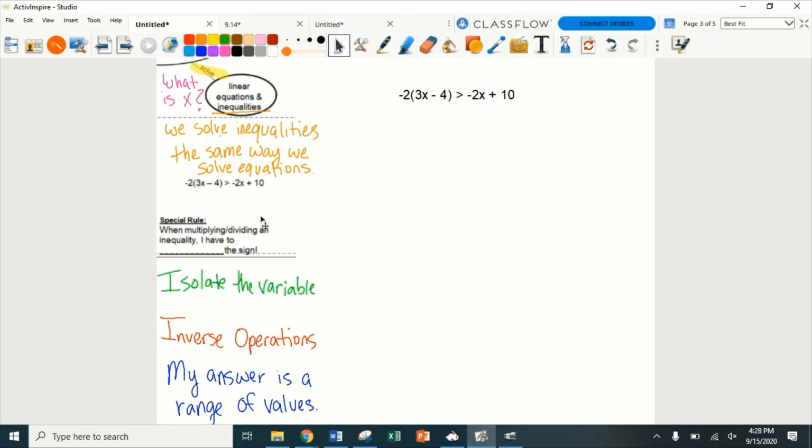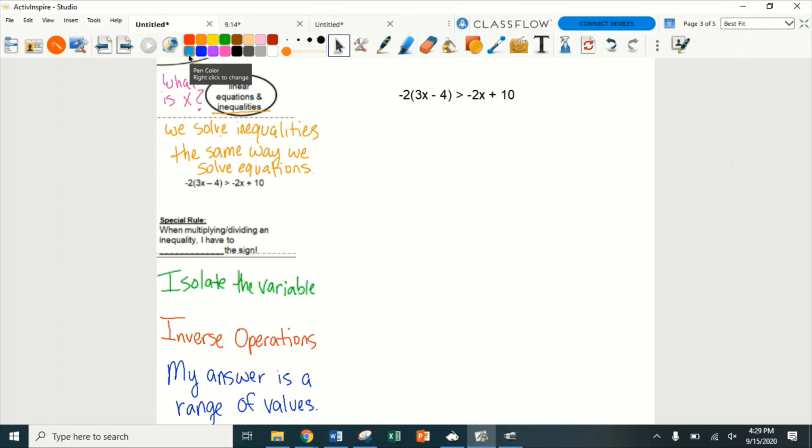So far we've broken down the problem to make sure we understood it by underlining and defining keywords, as well as highlighting the goal. Then we planned how we're going to solve it, saying we need to isolate the variable using inverse operations, and we know we're looking for a range of values in our answer. So now we've done the U and the P, now we're ready for the S. We're ready to solve the problem.